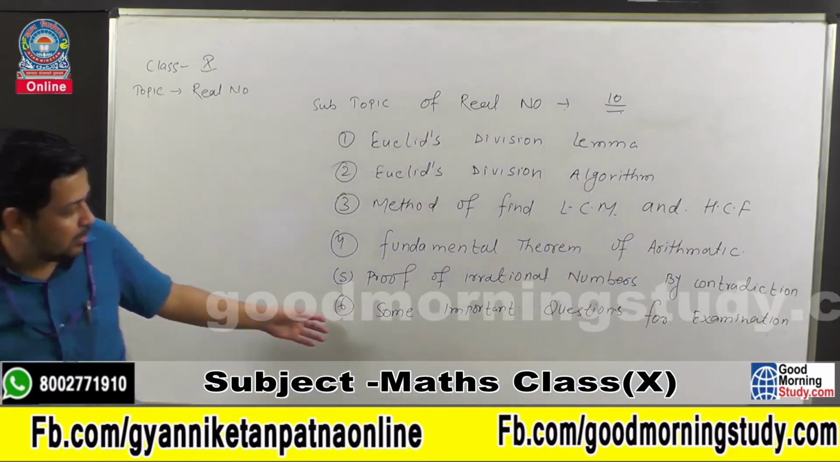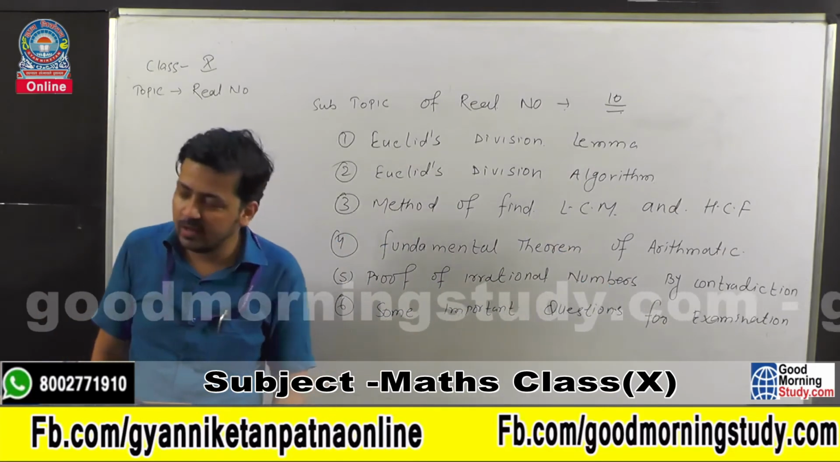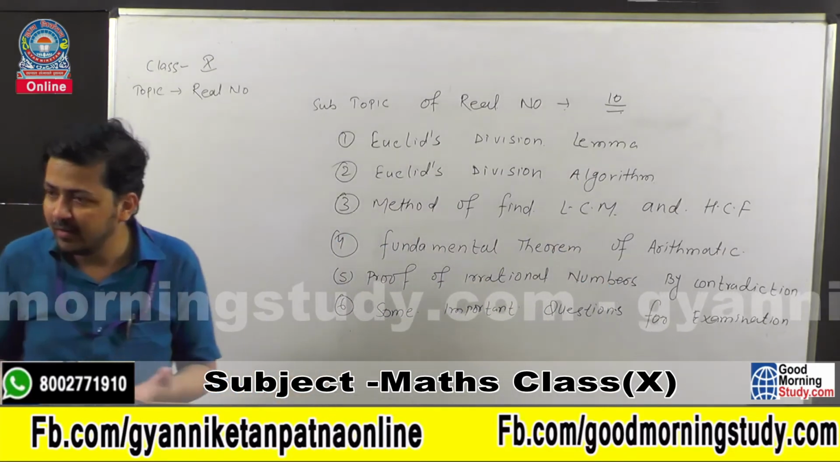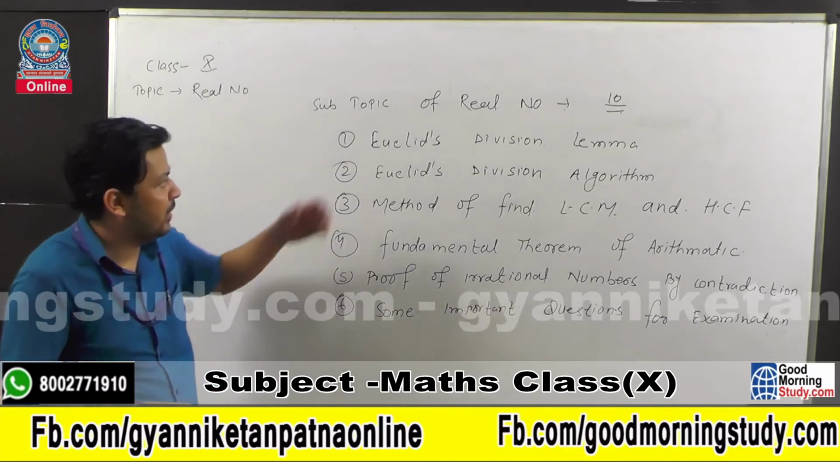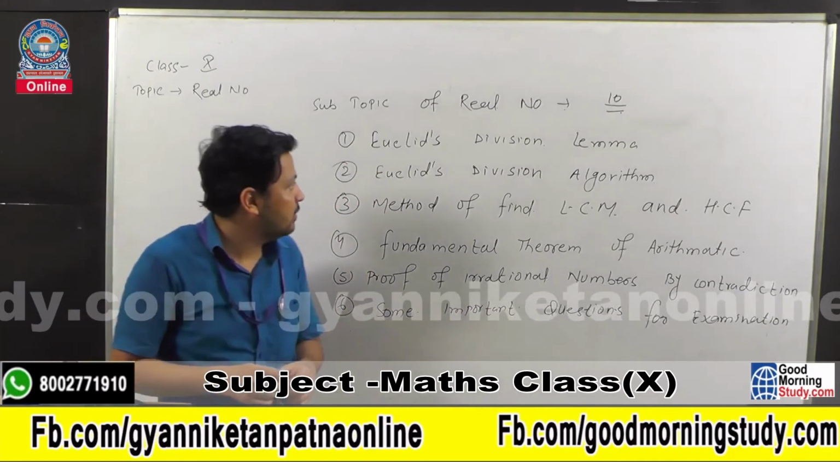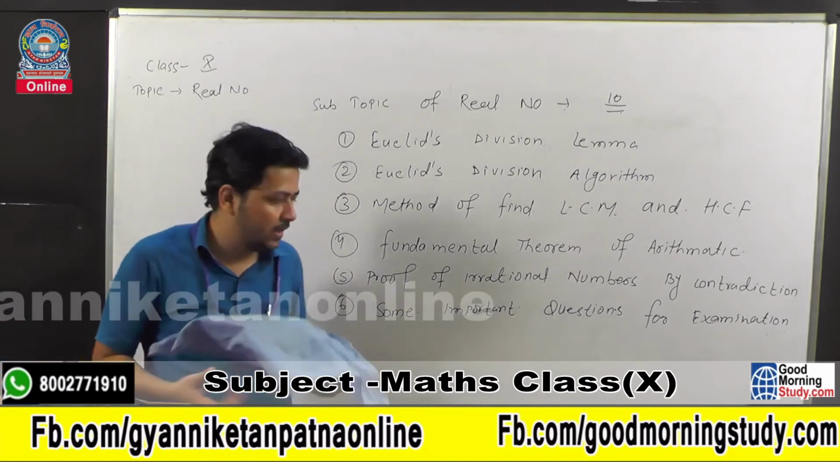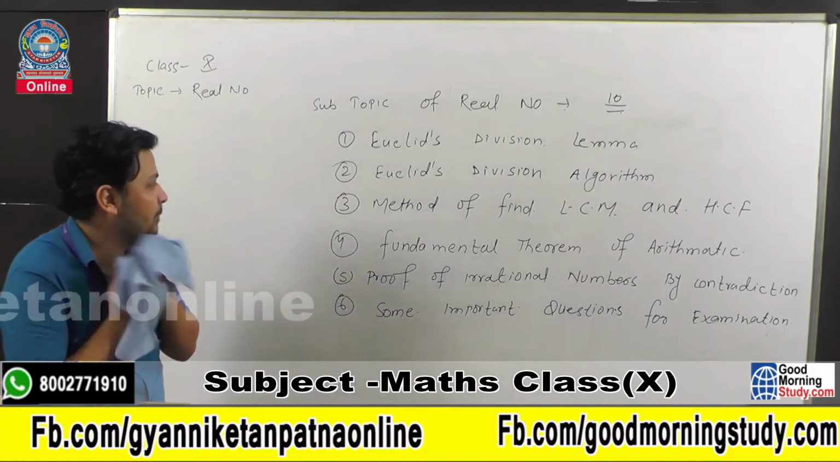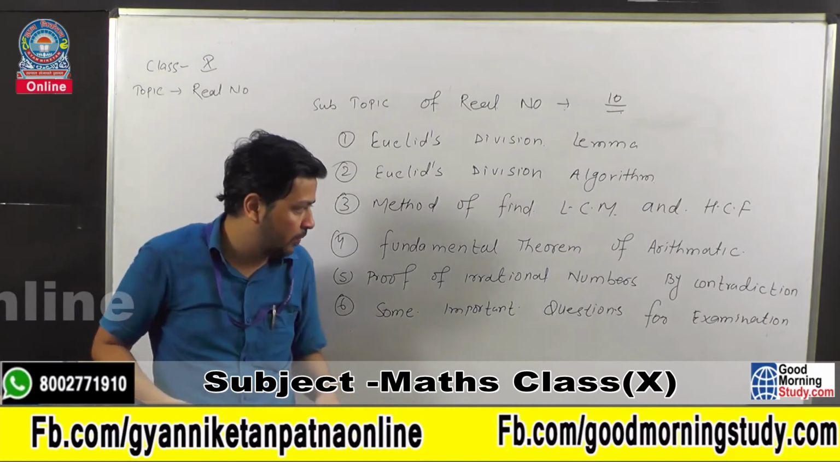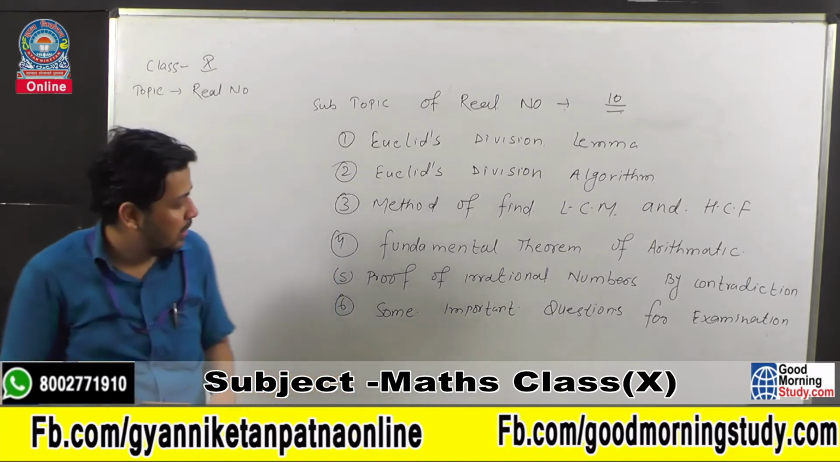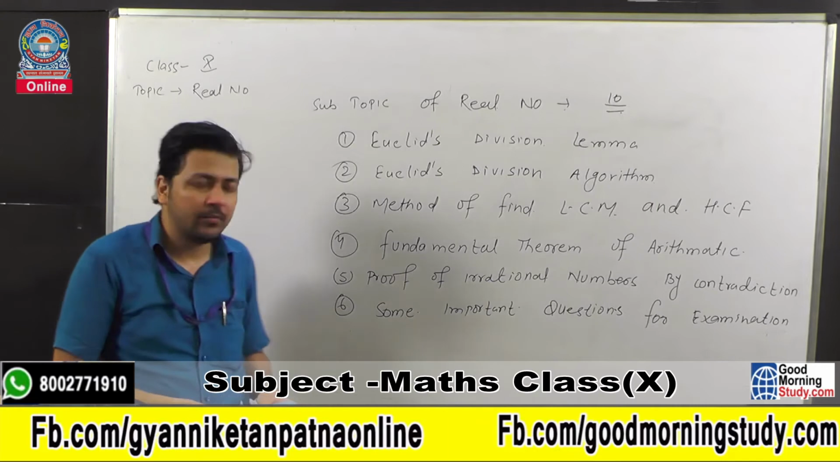हम लोग यहाँ पे ये सबसे ज़्यादा चीज़ें हैं. वो कहा जाता है क्या कि step by step you will learn. So that's why we have to first learn Euclid division. Then we will do Euclid division algorithm. Then we will do the method of finding LCM and HCF. Then fundamental theorem of arithmetic, proof of irrational number by contradiction, and then some important questions for examination.